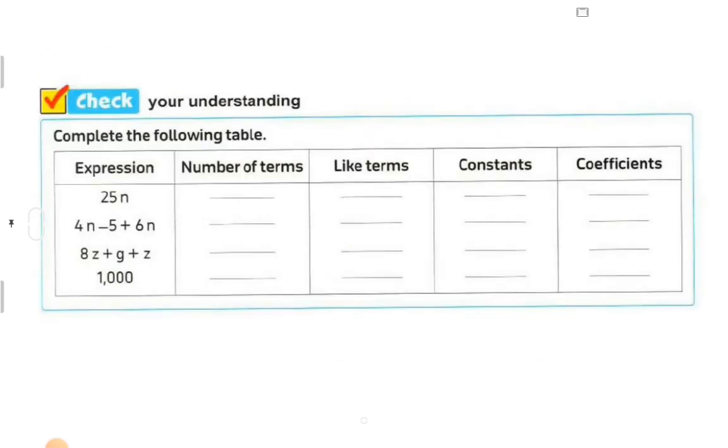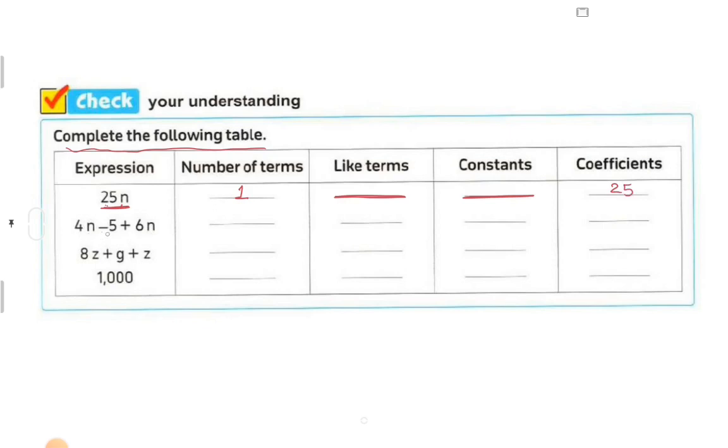Let's check our understanding. Complete the following table. First expression, 25n, just one term. Like term, of course we have one term, so we haven't any like term. Where is the constant? We haven't any constant. Coefficient. The coefficient is the number multiplied by the variable. 25 is the coefficient of n.